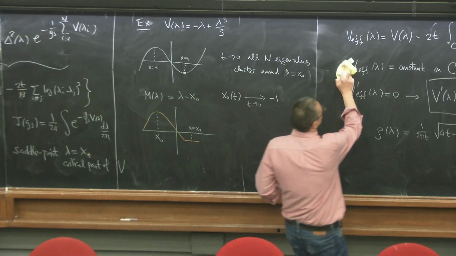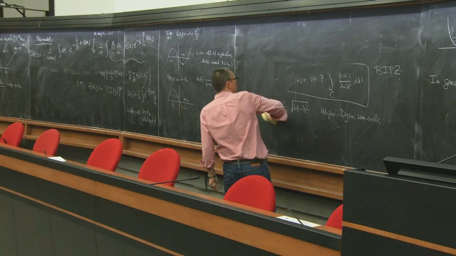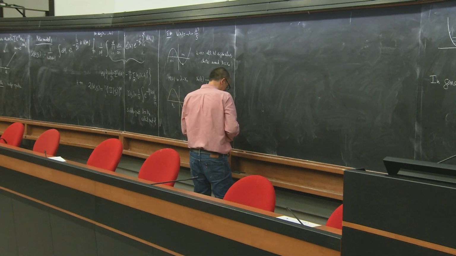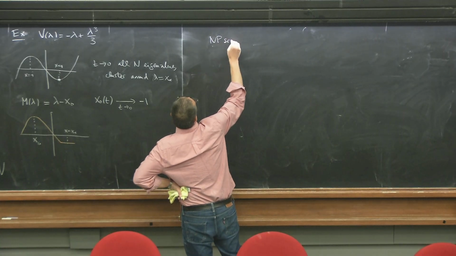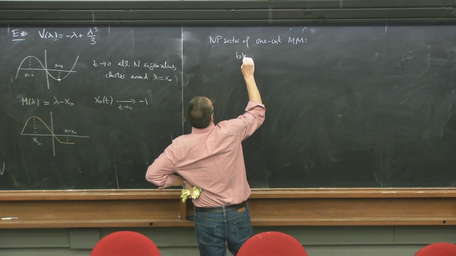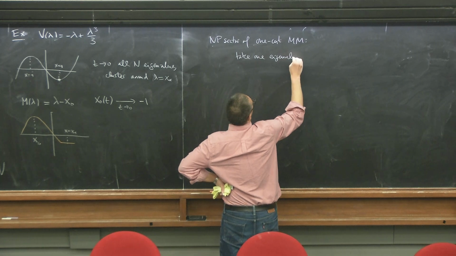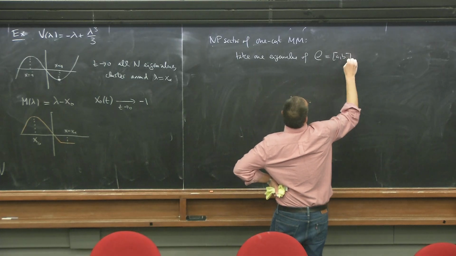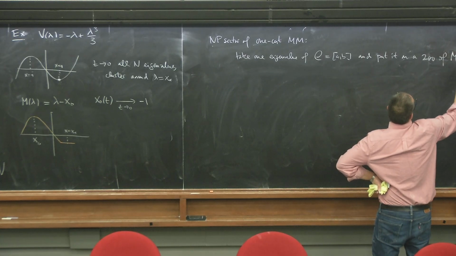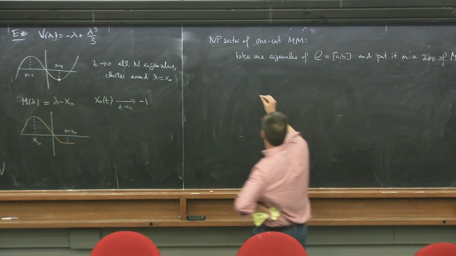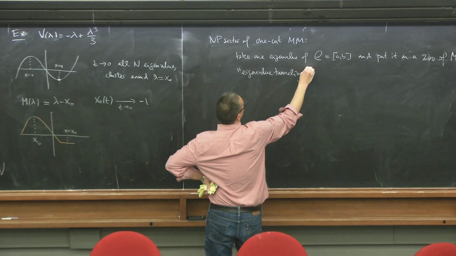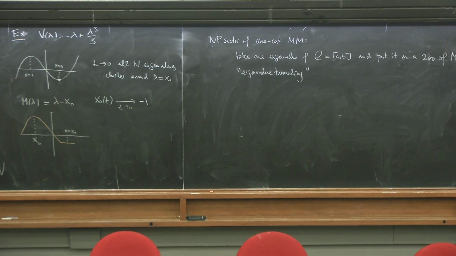So what would be the non-perturbative sectors of the one-cut matrix model? Take one eigenvalue of the cut and put it on a zero of mu lambda, okay? And this procedure is called eigenvalue tunneling. Okay? So that's how non-perturbative effects appear in the one-cut matrix model.